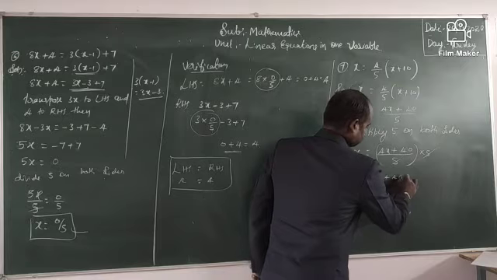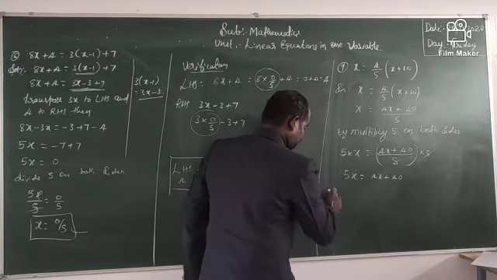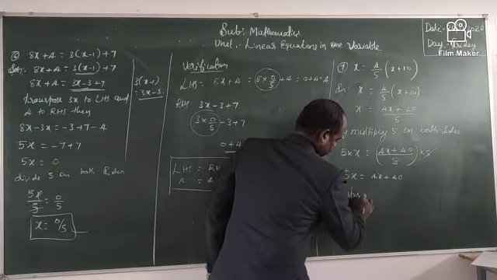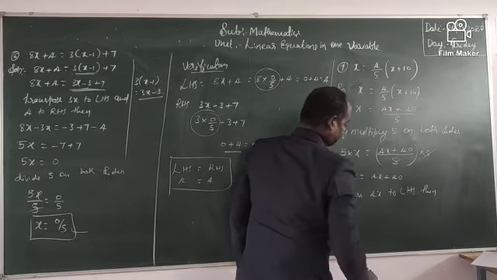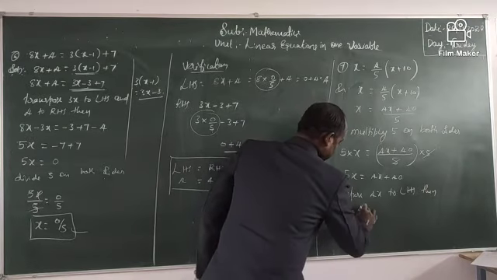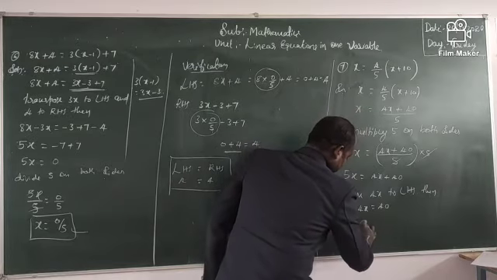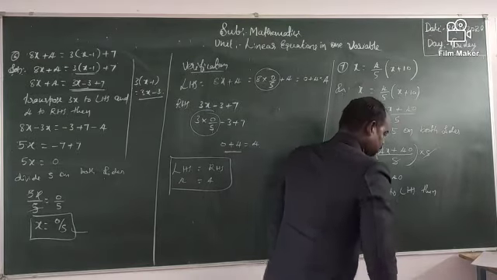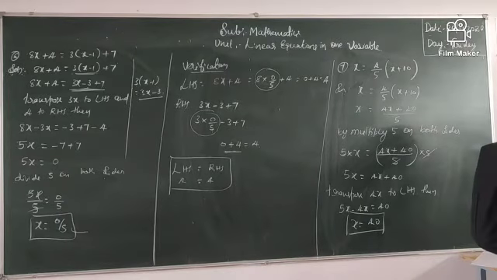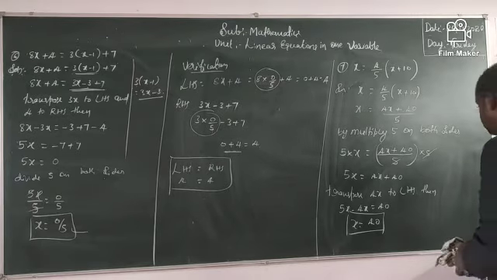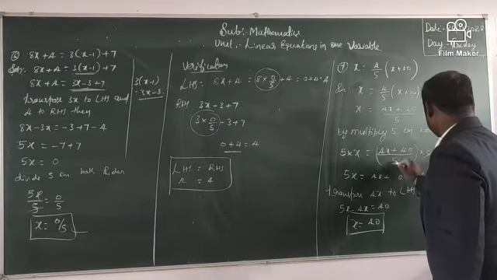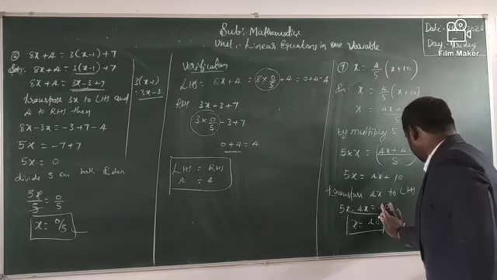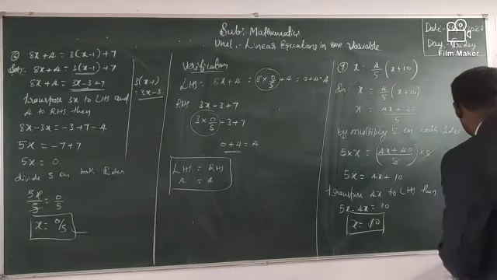4x + 40. Okay, now we have to transpose. Transpose 4x to LHS, then 5x minus 4x equal to 40, x equal to 40. Hence proved. That is our answer. If you divide this, it will become 10.